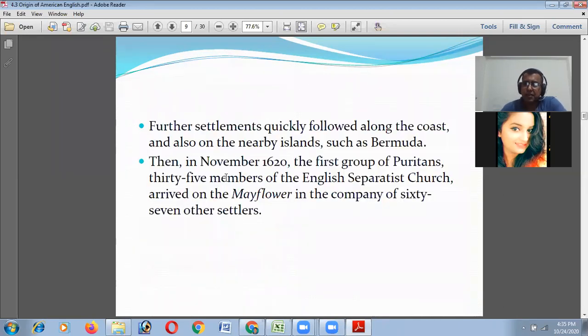Further settlement quickly followed along the coast and also on the nearby islands such as Bermuda. Then in November 1620, the first group of Puritans, 35 members of the English Separatist Church, arrived on the Mayflower of the company of 67 other settlers.